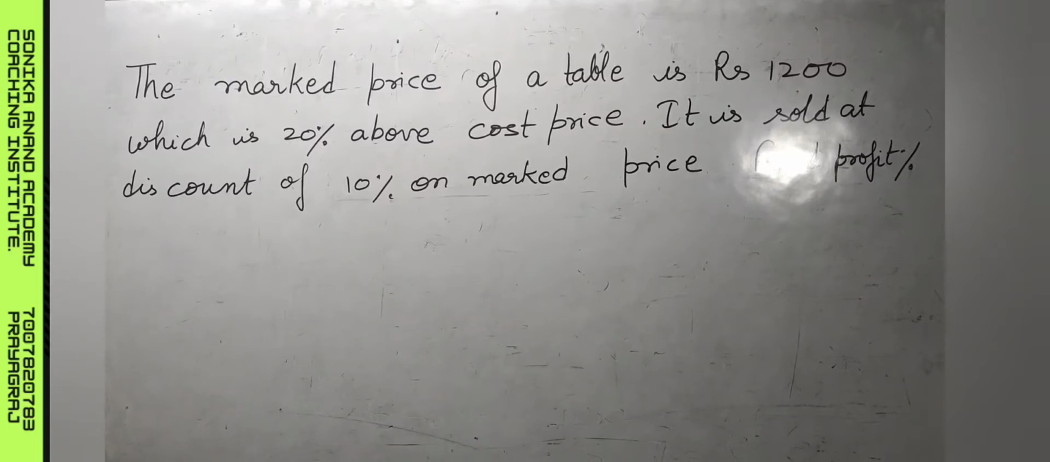This is a question based on profit and loss. Now consider the question. The market price of a table is rupees 1200, which is 20% above the cost price. It is sold at a discount of 10% on the market price. Find the profit percent.